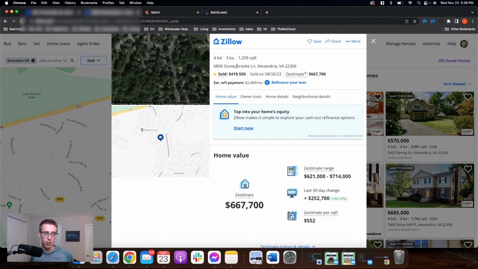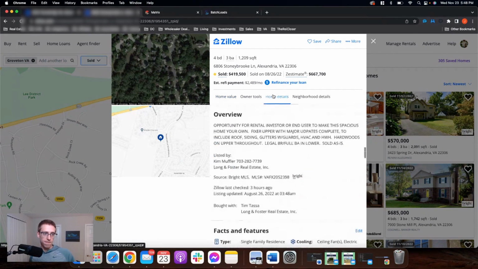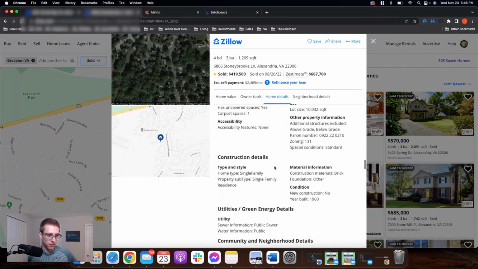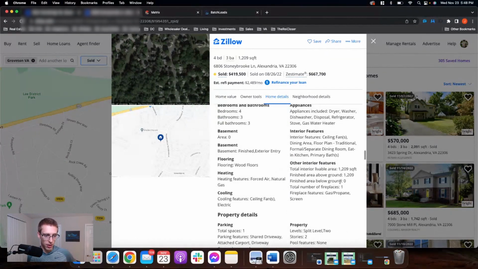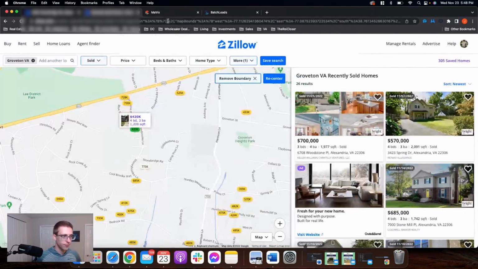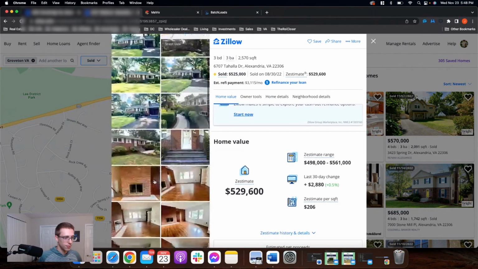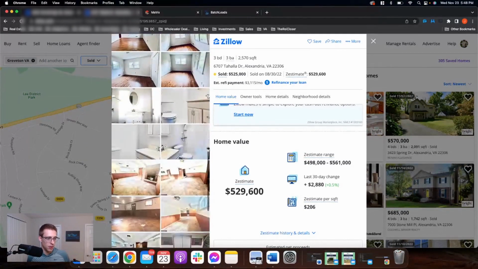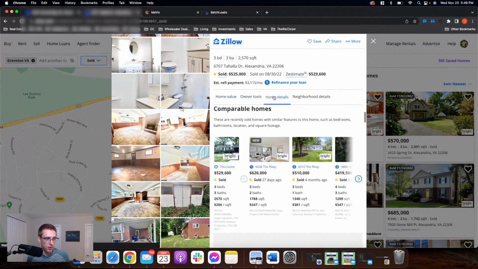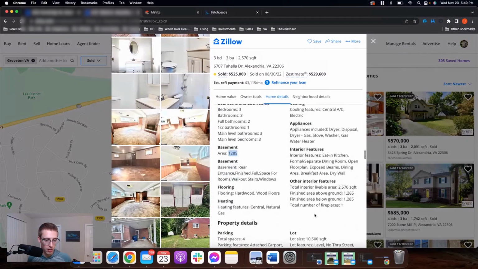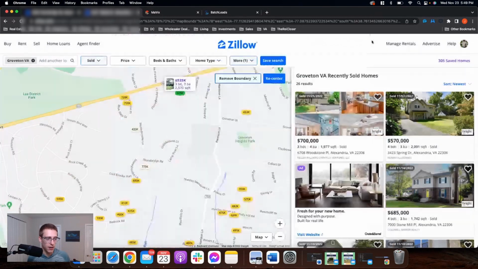Like we can see this one went for 419. Doesn't look like there's, oh, right here. No, there's no basement. So this one is outdated and it went for 525. It does look like it has a basement. It does have a basement. Okay, so it's including the basement. So 525. Yeah, I don't know.